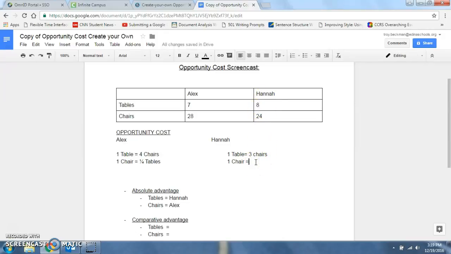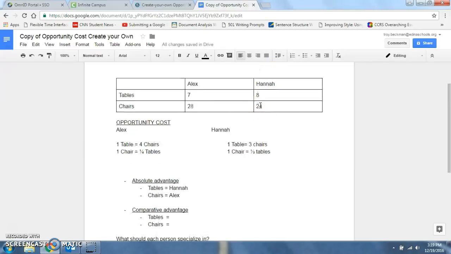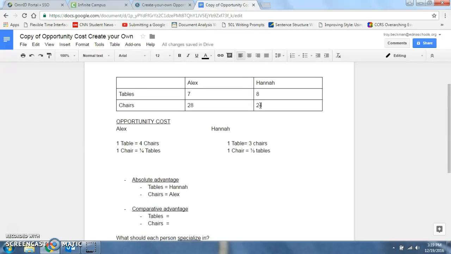Then her opportunity cost is the reciprocal, so it's 1/3 tables. So for every 1 chair she makes, she can make 1/3 of a table. 24 divided by 8. Here's where it gets a little bit more, you need to know the vocab, you need to know how to do this.